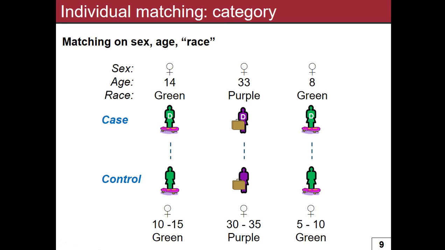It's just about doing matching well and coming up with the right sampling frame essentially together in order to do all this. In practice, what we do is usually called category matching. And again, here what's been relaxed is the age. So here we're matching on age bands. We have a control who's in the same age band as the case.